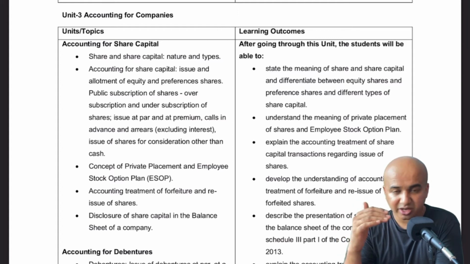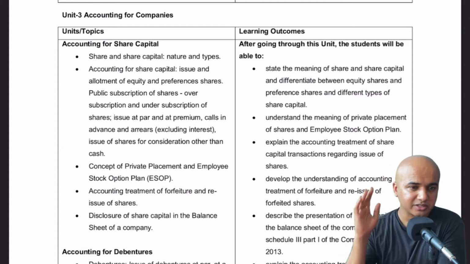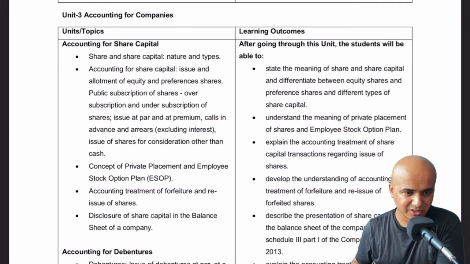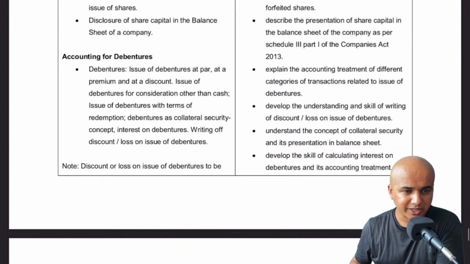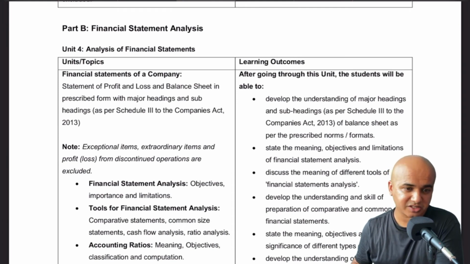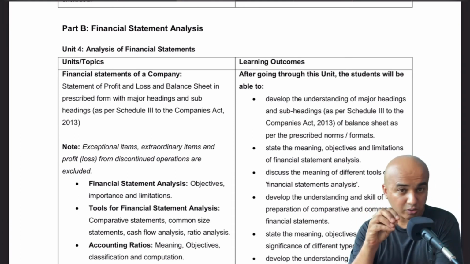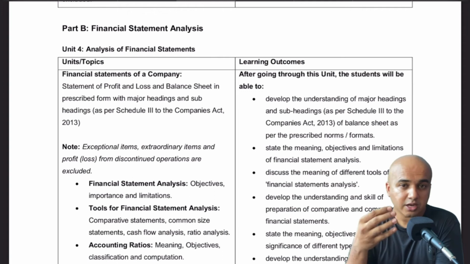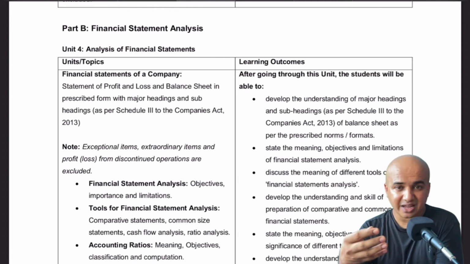That is chapter number 3, or rather unit number 3, which comprises share capital as well as debentures. So that is with regard to unit 3. Then we move to part B, wherein we have analysis of financial statements. Now financial statements have to be prepared as per the Companies Act of 2013, especially Schedule 3. This is something new for you, because in the 11th standard you would have studied preparation of financial statements for proprietary concerns.